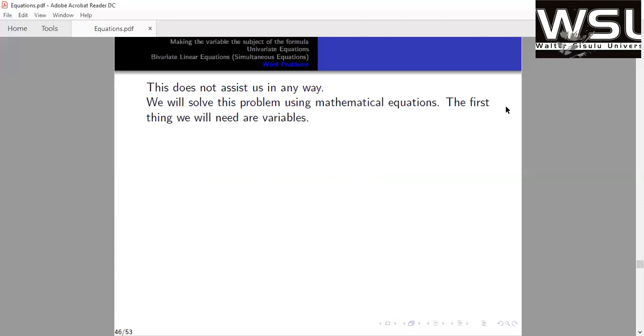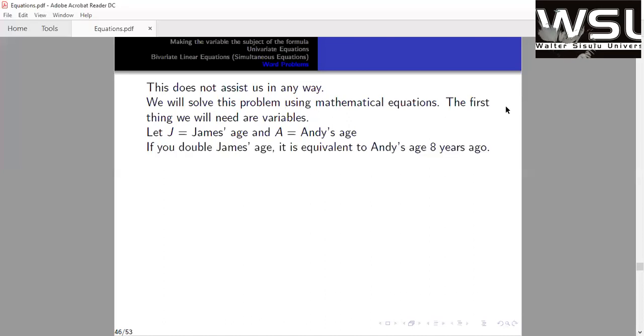Now, let's go to the equation. First, since this question is not some simple question, what's important here is we need to introduce some variables. So let's let J be James' current age, and A be Andy's current age. So if you double James' age, it is equivalent to Andy's age 8 years ago. Let's do this one. Let's do the statement first.